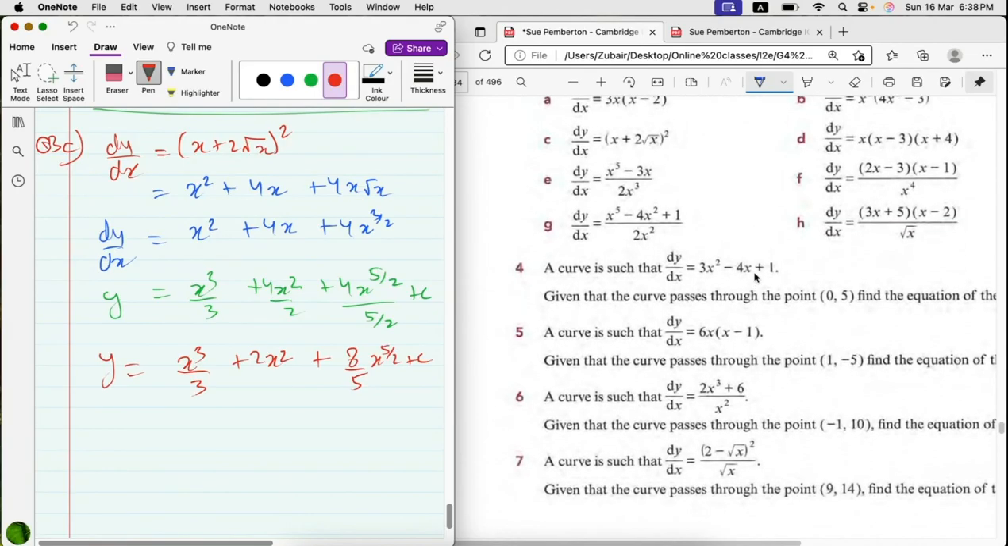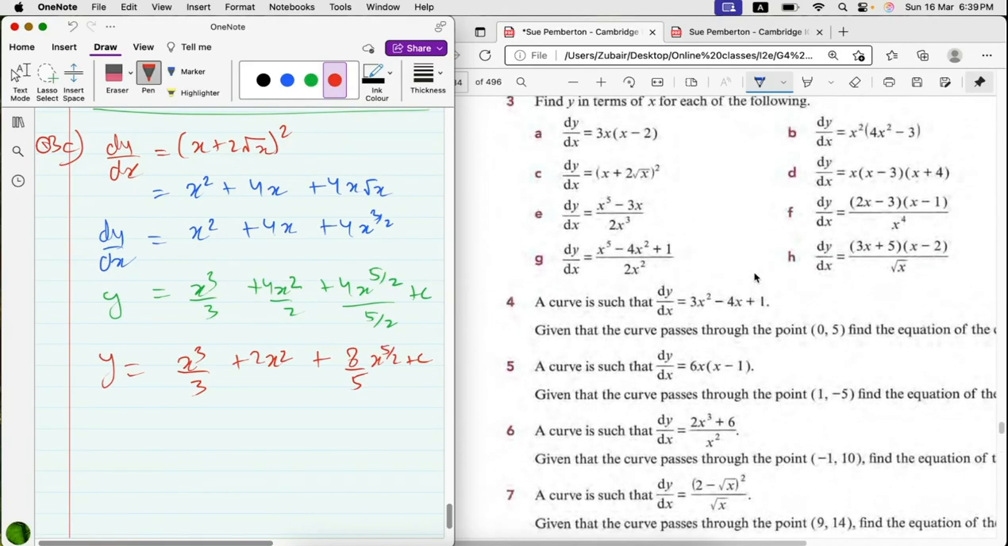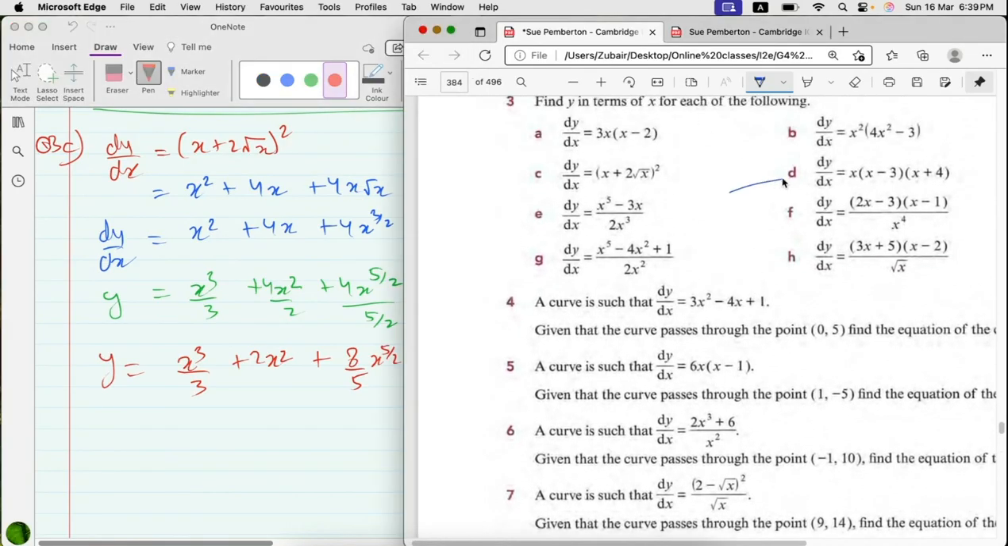Try D part. Question 3D. Integration is just a matter of practice. The application is easy.